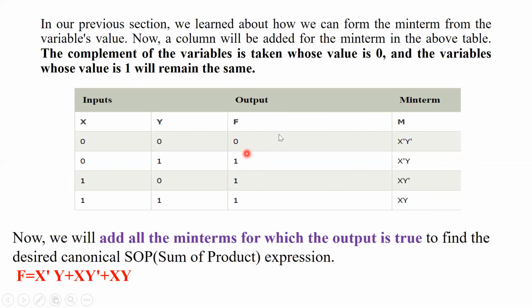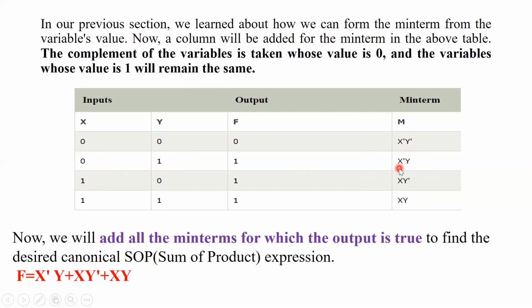Now what is the rule? This one I have written in bold: the complement of the variable is taken whose value is 0, and the variable whose value is 1 remains the same. These are my two expressions. Wherever there is 0, I take the complement of that variable. Wherever there is 1, I take it as it is. So this is xy, I am writing the min term in xy notation. This is 0, this is 0, so here it will be x dash y dash. Understand it? This is 0, 1.